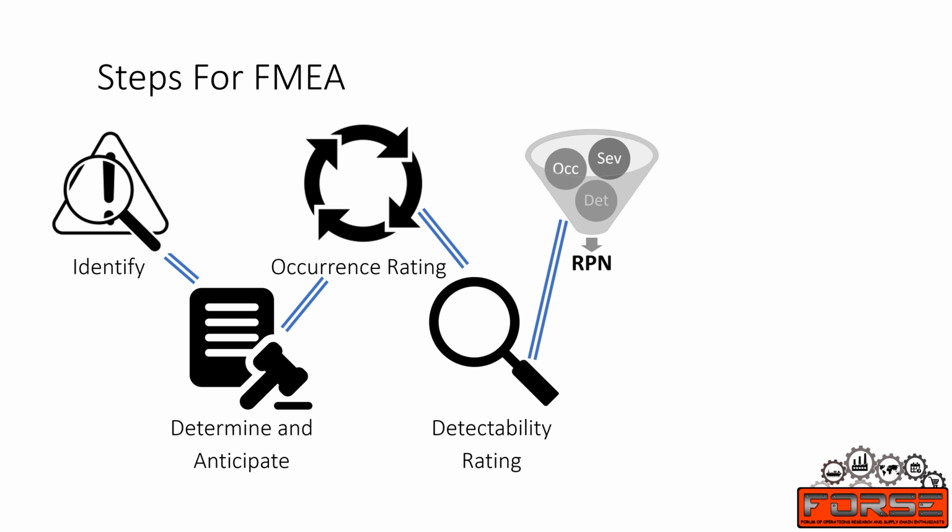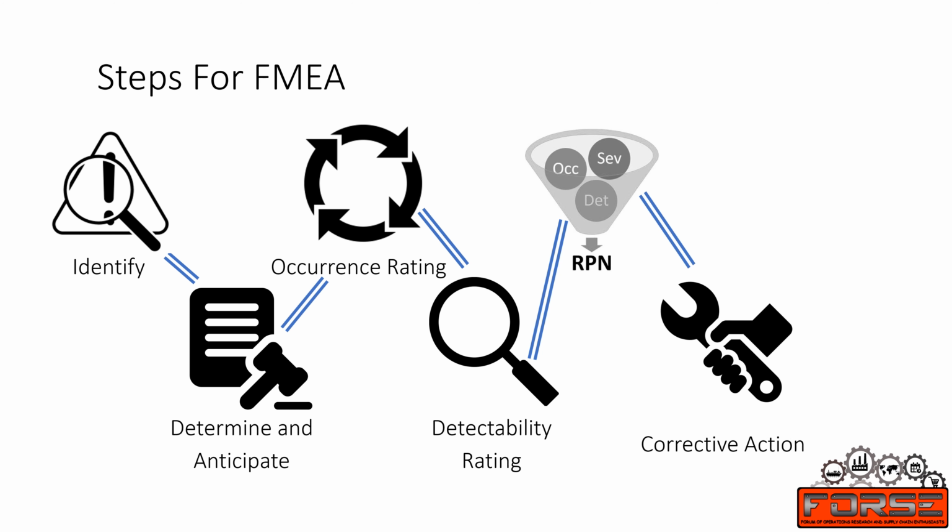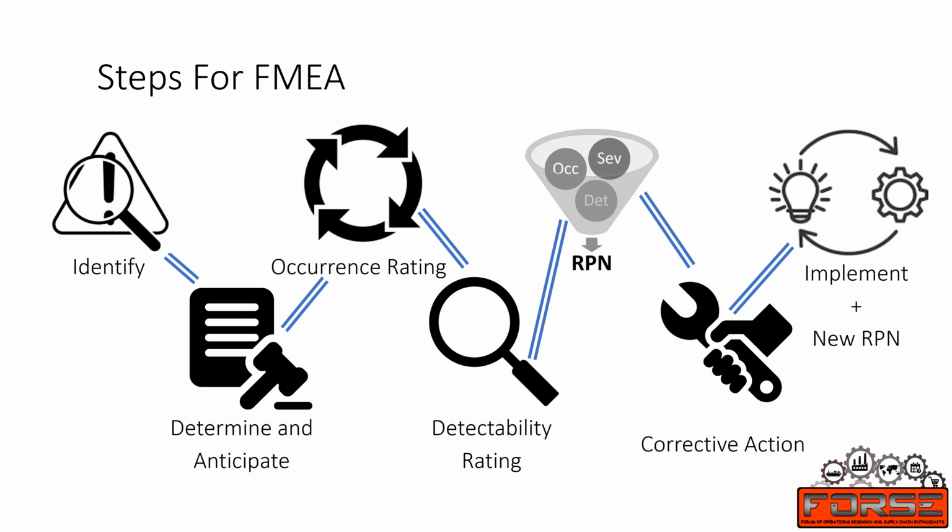Fifth, and one of the most important steps, calculate the RPN using the severity, occurrence and detectability ratings. Sixth, determine corrective actions to improve the system and assign responsibilities to the people. Lastly, implement the actions and then calculate the new RPN.